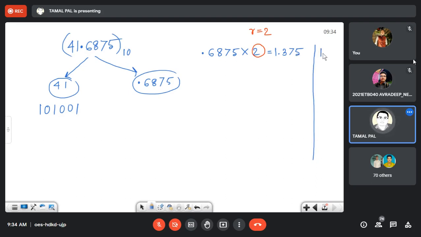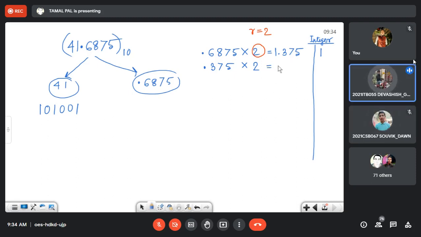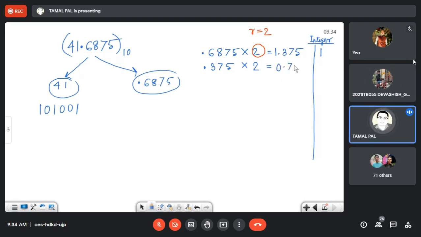Now you have to extract the integer part from it. Integer part is 1. Understood? Now, other than the integer, you have to multiply the fraction with 2. Tell me the result. 0.750. Okay. Integer part is 0 here.